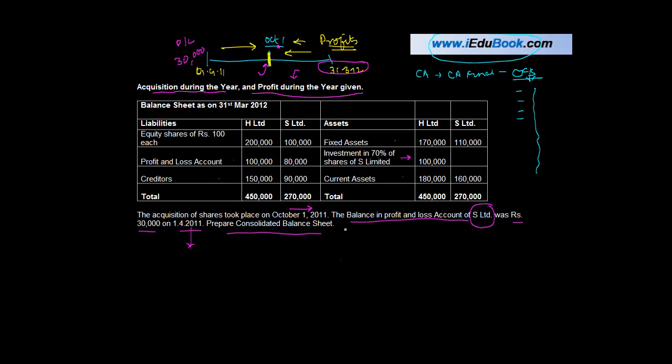Nine out of ten times, the key to solving these questions is the preparation of the analysis of profit. Now, the bifurcation has to be between pre and post. I know the profit on one date which is pre, and one date which is post, but I don't know the profits on the date of acquisition. So how do I calculate it is the main thing which we will see in this question. So let's move ahead.